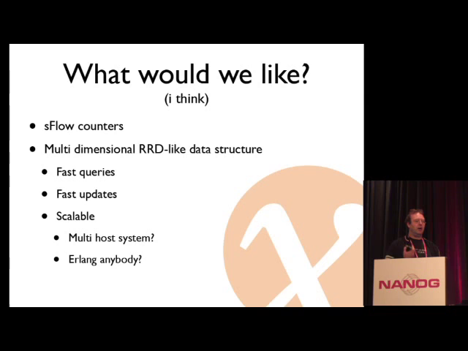I think there must be something like a multidimensional RRD-like system. Right now, we correlate lots and lots of RRD files, and it would be much nicer to have some kind of data structure or database type thing where you can make these correlations and do fast queries as it's one database. It must be scalable because in the end, you do it on one system, you need to have multiple systems. I think Limelight already does that. So some kind of multi-host system is probably the future. So that is what I think, and I guess we can have a discussion now.